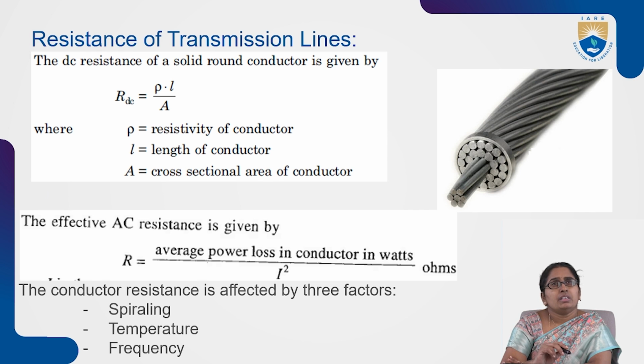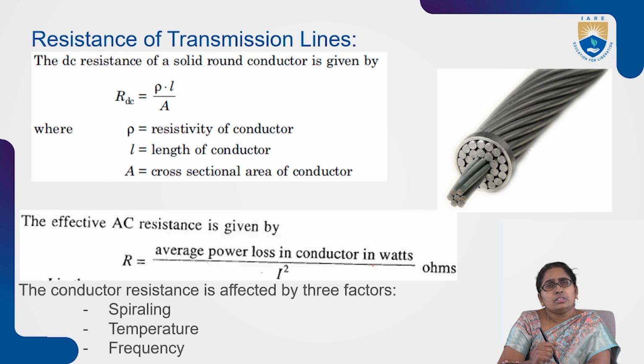Next, effective AC resistance. When the current flowing in the conductor is AC, the resistance is calculated using the expression: average power loss in the conductor in watts over I squared, that is, power loss over the square of the current. That is how the effective AC resistance is generally calculated, and it is in ohms.